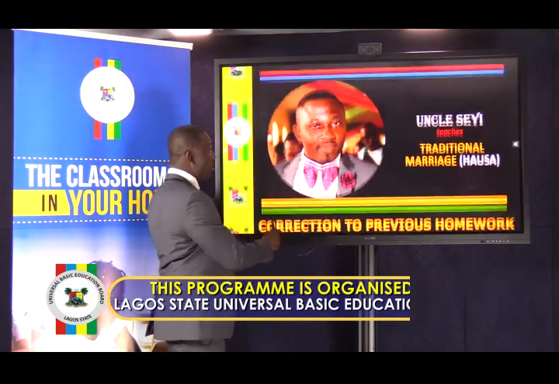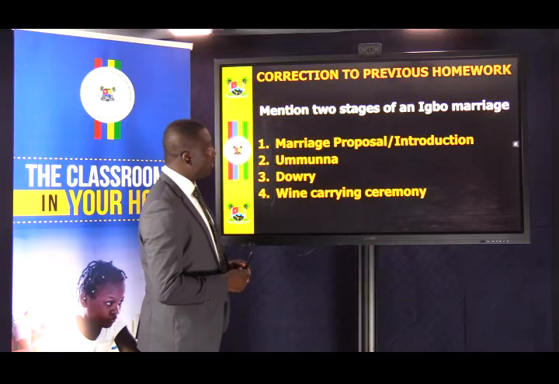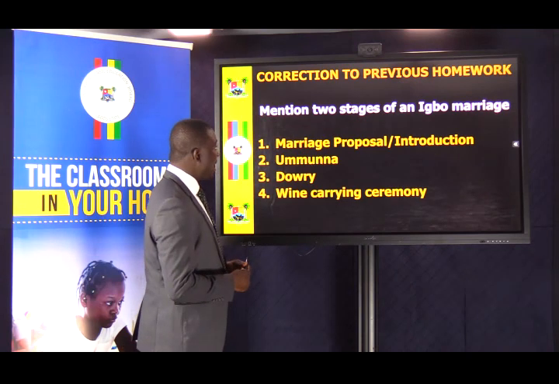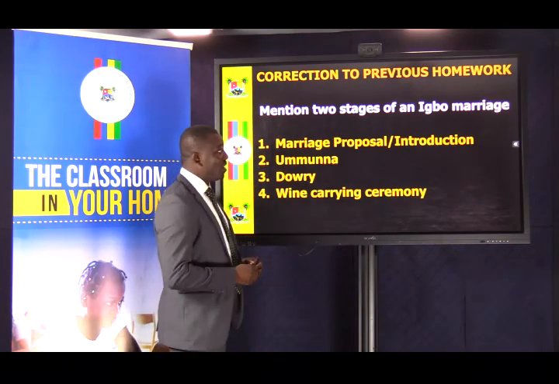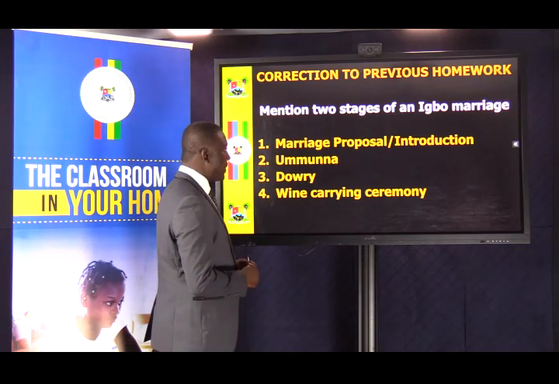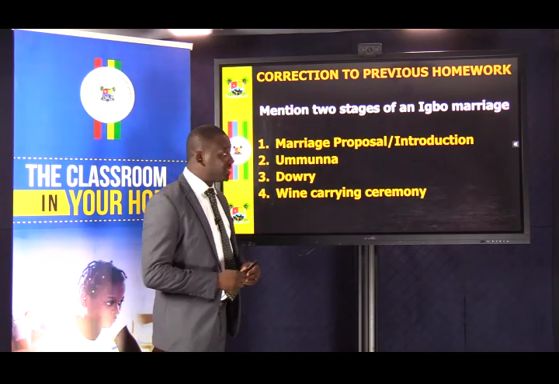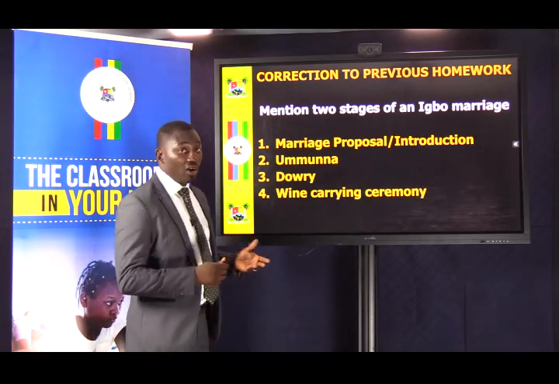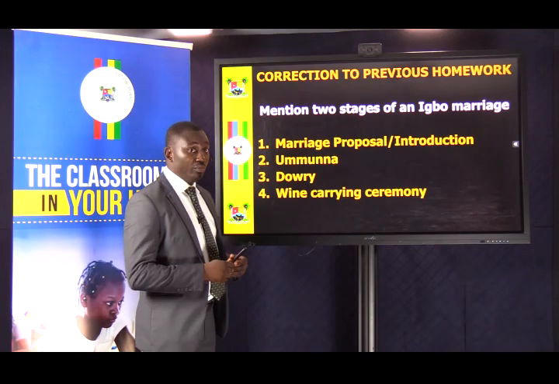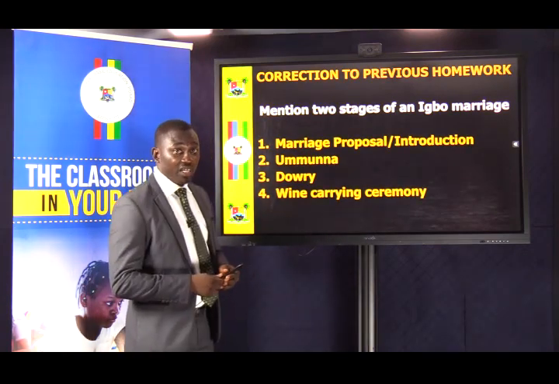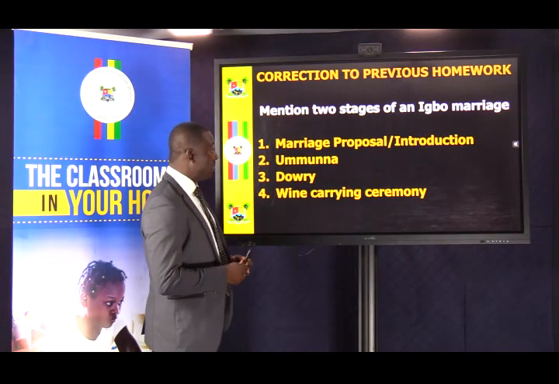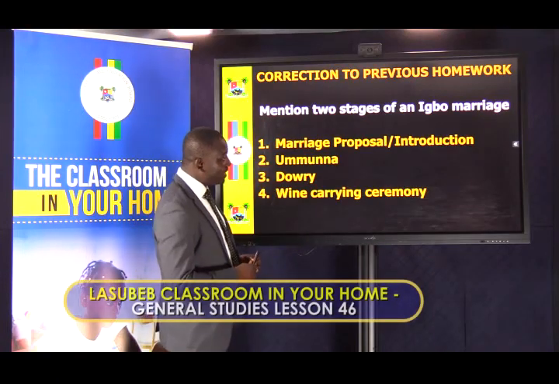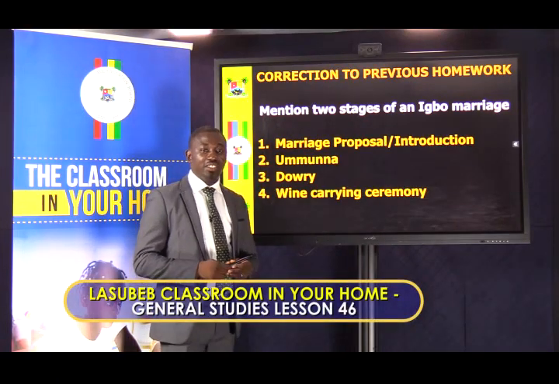All right, but before we go into today's class, let us have correction to the previous homework. In the last class, you were asked to mention 2 stages of an Igbo traditional marriage. And I remember I told you that the first stage is the marriage proposal or the introduction, the umuna, the dowry, the payment of the dowry or bride price, and the last stage, which is the wine carrying ceremony. Okay, I know you got them correctly and you deserve a cheer.